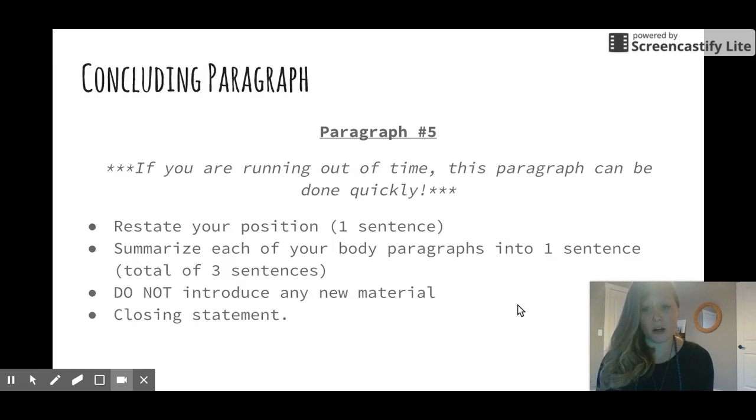Your concluding paragraph is the same for everyone. And if you are running out of time, this one can be done quickly. So again, restate your position. This should be one sentence. Don't restate it exactly the same though, change some wording. Summarize each of your body paragraphs into one sentence. So that's a total of 3 sentences. Don't introduce any new material, and do a closing statement about your essay in general.